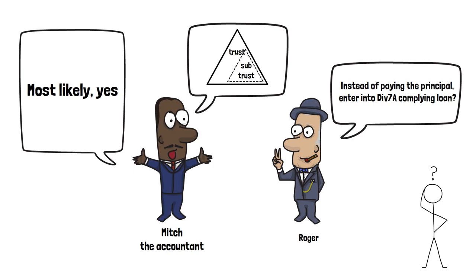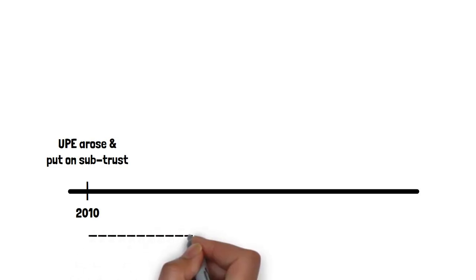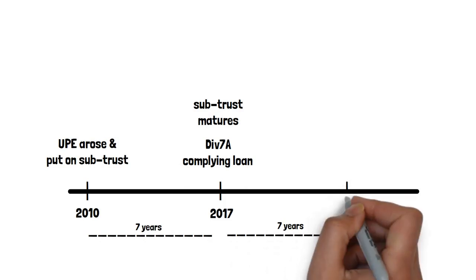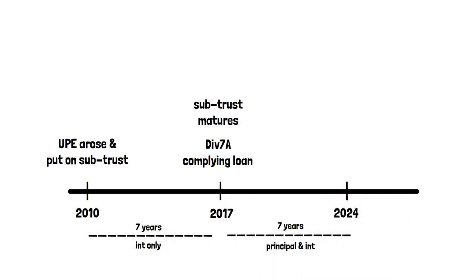It's a long story. So if you entered into a 7-year interest-only loan back in, say, 2010 when all this first came out, then yes, the ATO allows you to convert it to a Div 7A complying loan at the end of the 7 years and get another 7 years, but on principal and interest terms. Effectively, this would have given the trust 14 years to repay the UPE, and all this is outlined in a practice statement by the tax office.